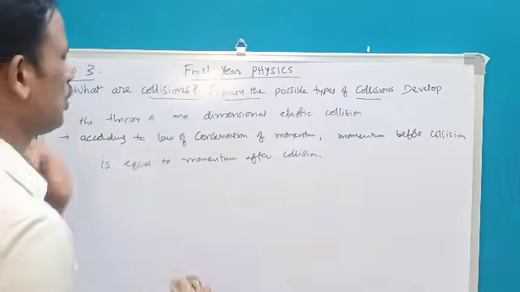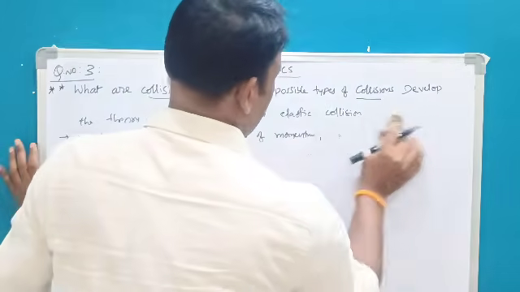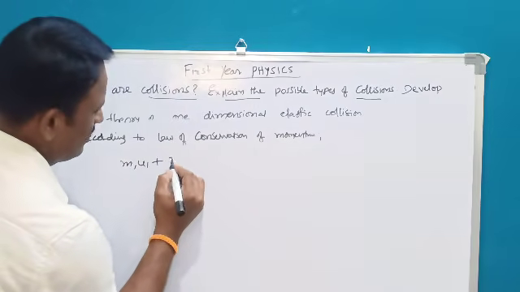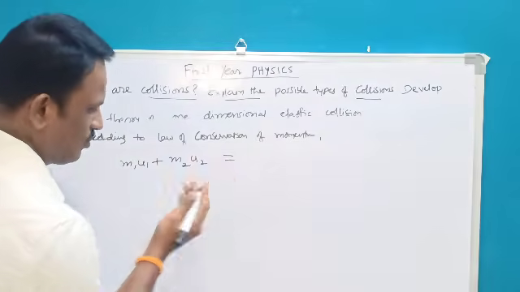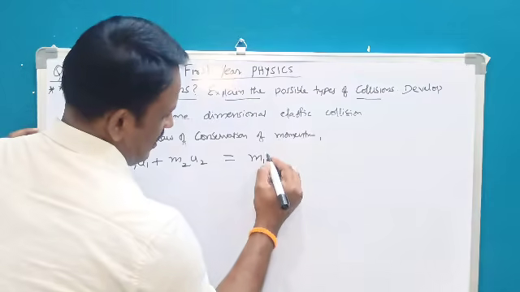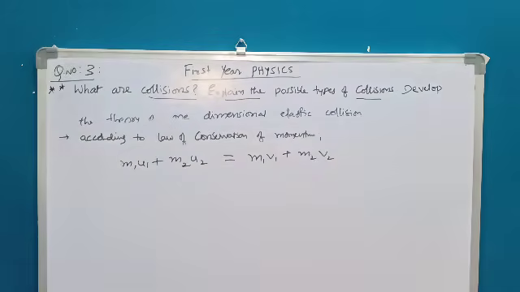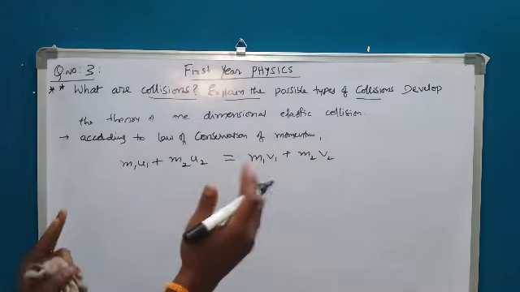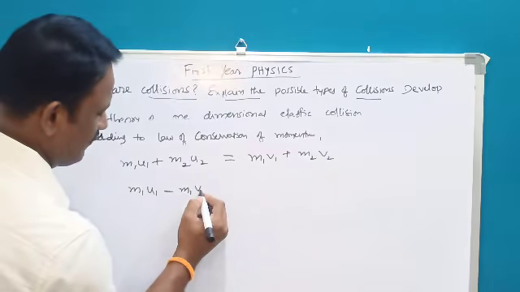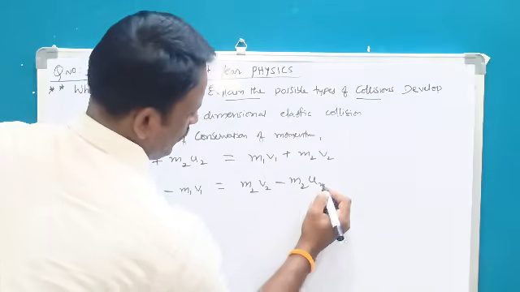In other words, according to the law of conservation of momentum, you just write the statement directly, no issue at all. So m1 u1 plus m2 u2, this is the momentum before collision of the system, is equal to m1 v1 plus m2 v2. Now what you do is simply bring the terms to one side: m1 u1 minus m1 v1 equals m2 v2 minus m2 u2.